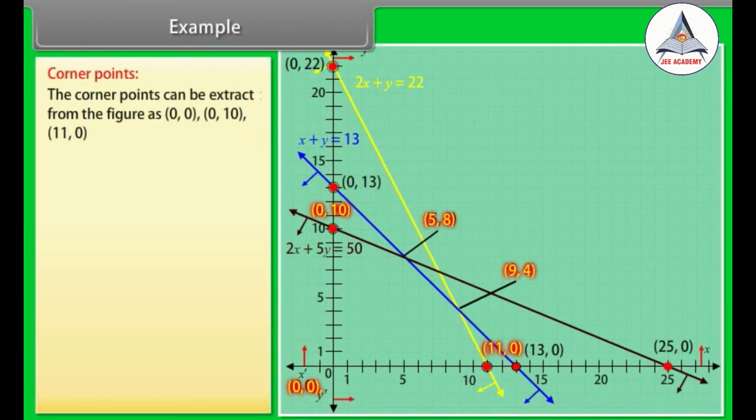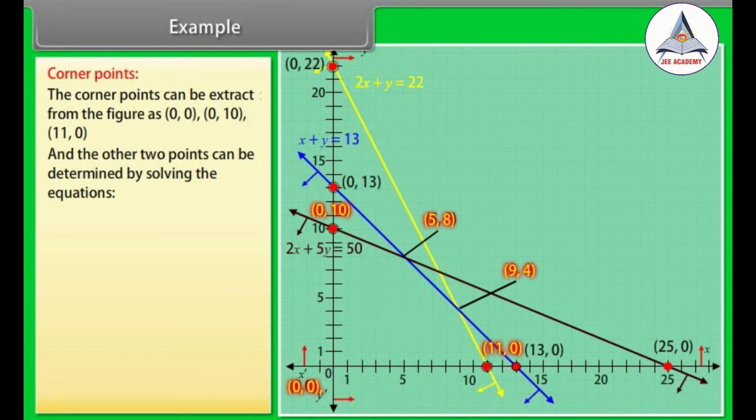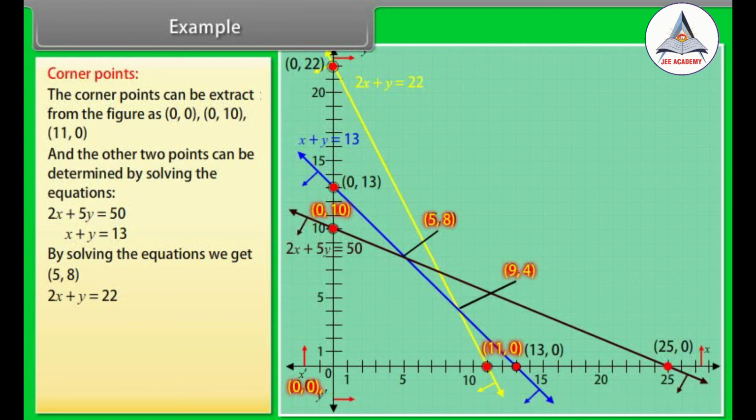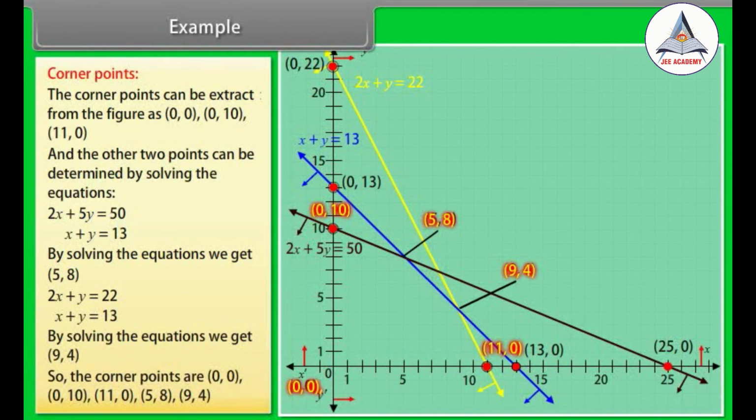The corner points can be extracted from the figure as 0, 0, 0, 10, 11, 0, and the other 2 points can be determined by solving the equations. 2x plus 5y is equal to 50 and x plus y is equal to 13. By solving the equations, we get 5, 8. 2x plus y is equal to 22 and x plus y is equal to 13. By solving the equations, we get 9, 4. So, the corner points are 0, 0, 0, 10, 11, 0, 5, 8, and 9, 4.